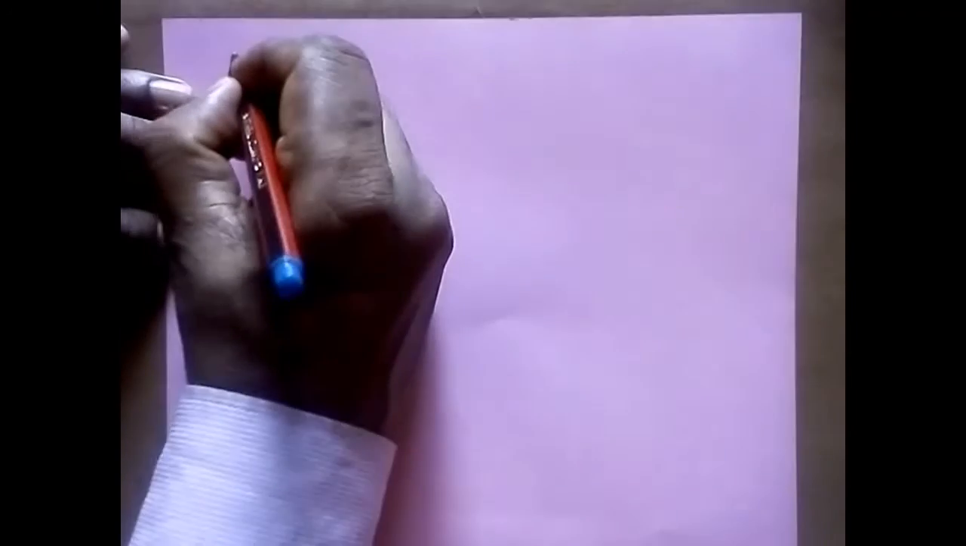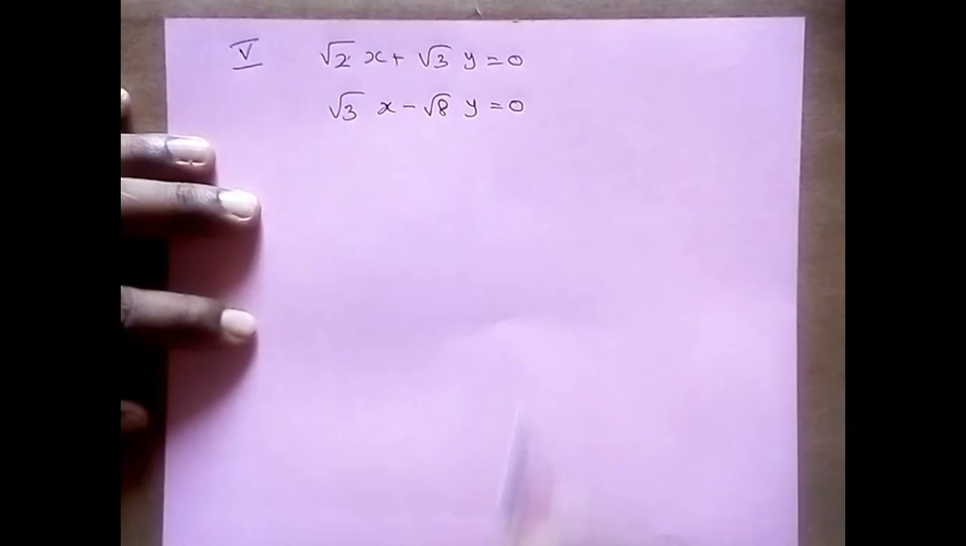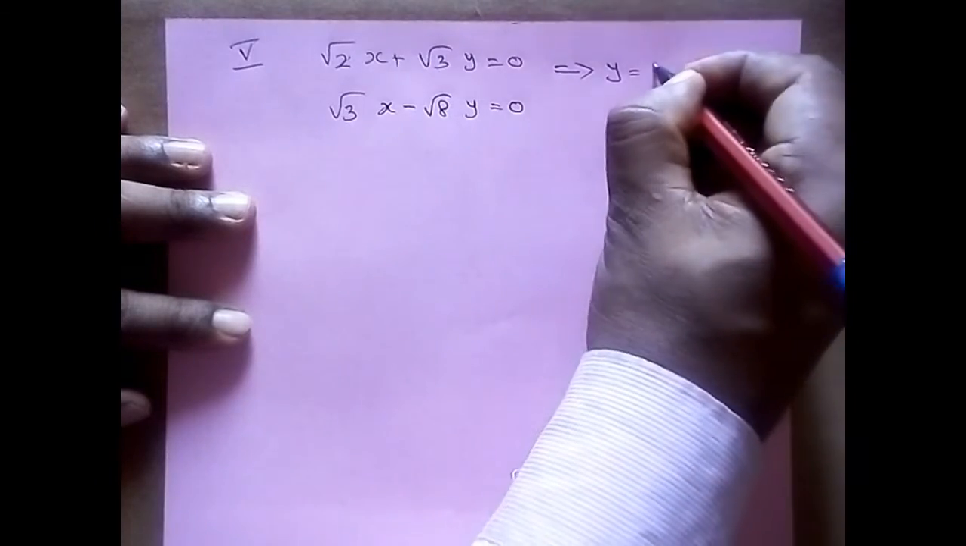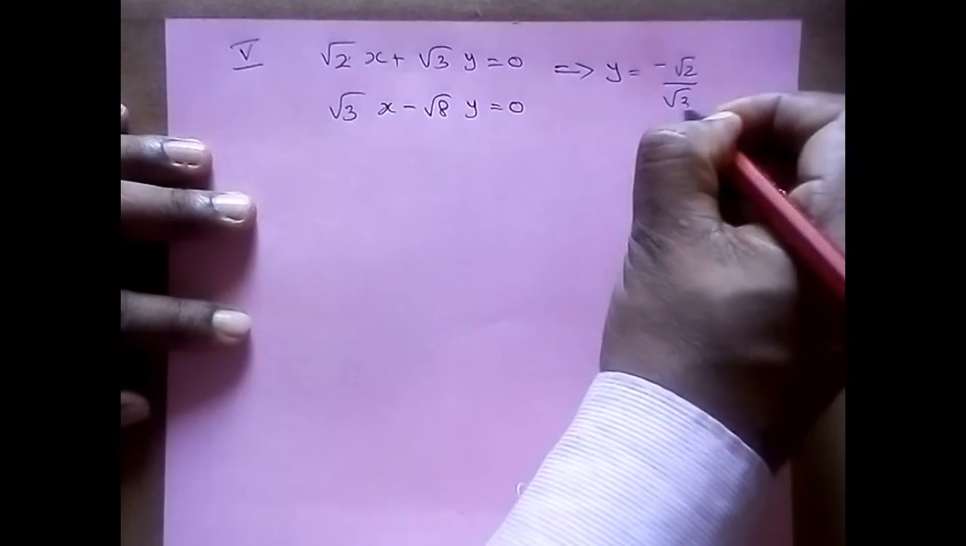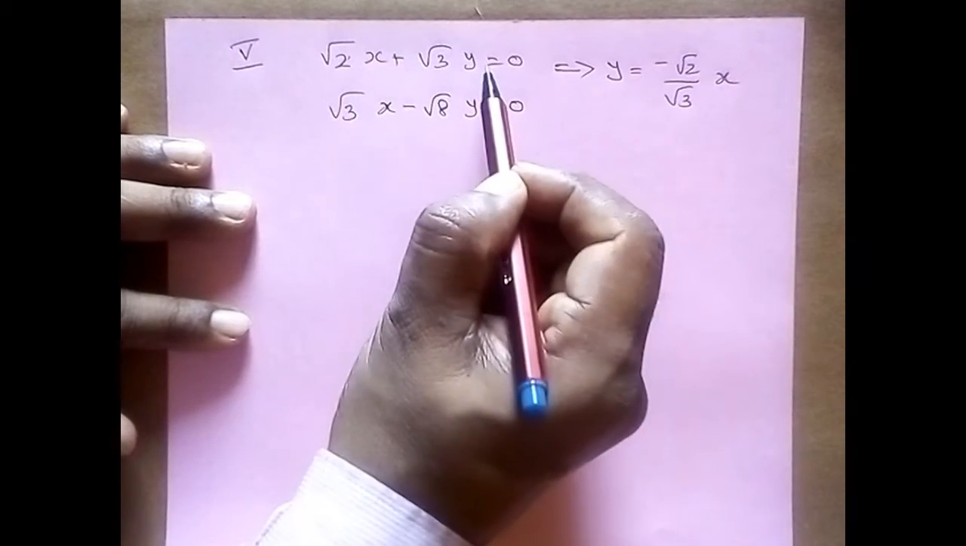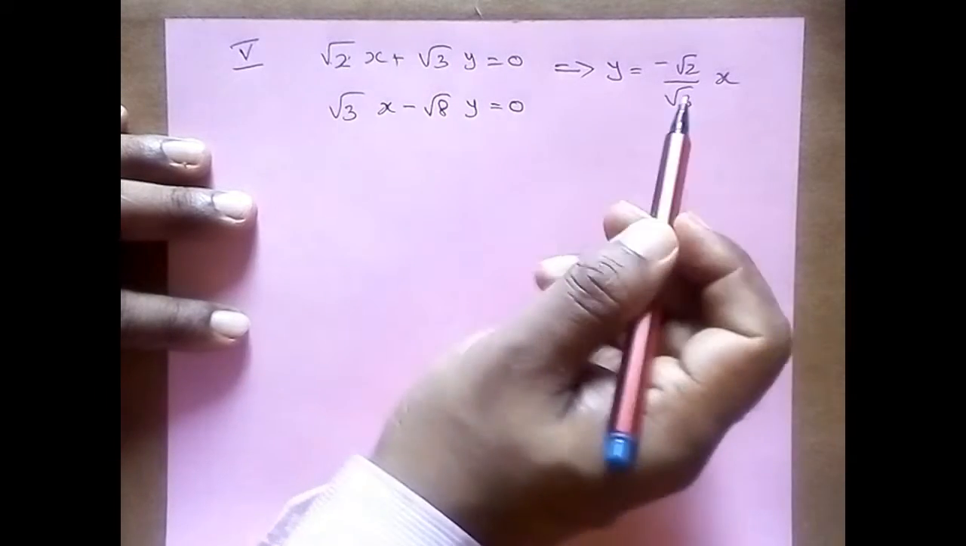Now we are moving to the fifth sub question, that is root 2 x plus root 3 y equal to 0, and root 3 x minus root 8 y equal to 0. From the first equation, root 3 y going to this side, so it is minus root 3 y. So y is equal to minus root 2 by root 3 into x.